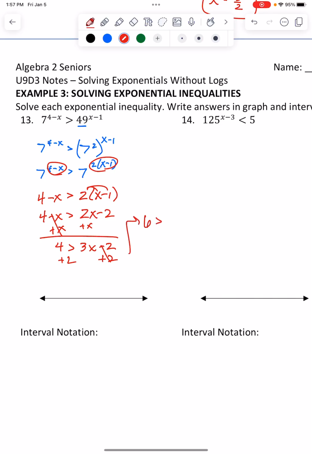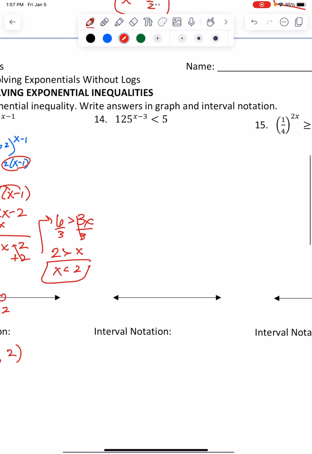So we got 6 is greater than 3x, and then divide by 3. So we got 2 is greater than x, right? Which is the same thing as saying x is less than 2. So as we graph, right, less than, so open dot at 2, less than 2 would be to the left. And then our interval, it's coming from negative infinity, and then it's going to 2. Okay, so that's what we're working with there. And 14. 125 to the x minus 3 is less than 5.